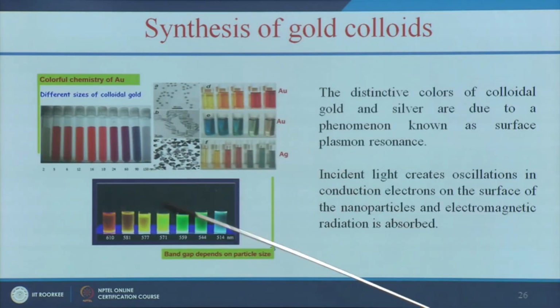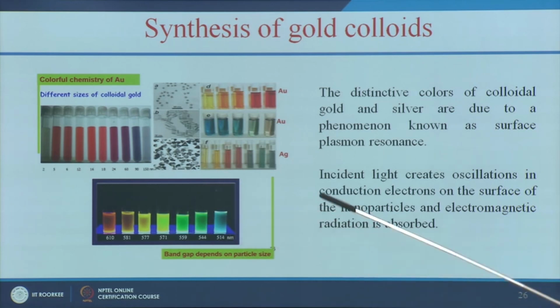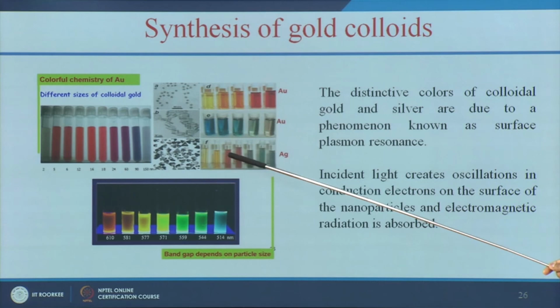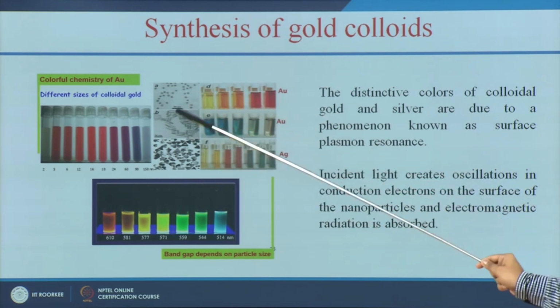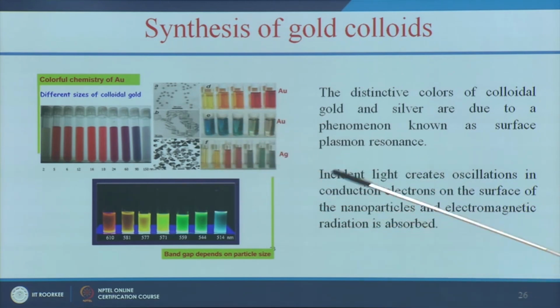Why do metal nanoparticles show different kinds of colors? You can see here different sizes and different shapes showing different colors. This is silver, showing different colors with respect to size and shape, and this is gold spheres of different sizes, and these are gold nanorods, which also show different colors. What is the reason for these colors? The reason is surface plasmon resonance. Metal nanoparticles show surface plasmon resonance. That means the incident light creates oscillation in the conduction electrons on the surface of the nanoparticles, and electromagnetic radiation is absorbed.